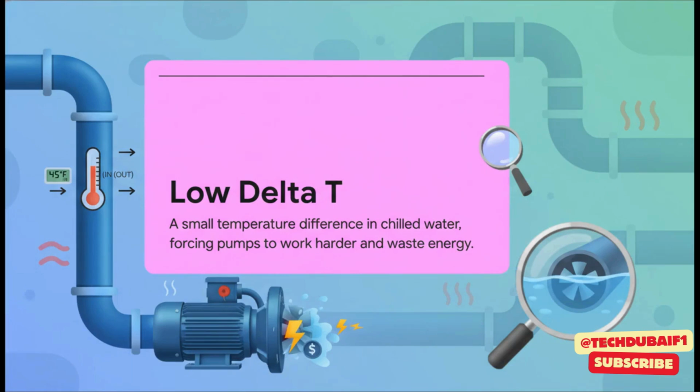And here it is. Meet the villain of our story, low delta T. Sounds technical, but it's pretty simple. Cold water gets sent out to cool the building, right? Well, it's supposed to absorb a lot of heat and come back much warmer. When it comes back only a little bit warmer, that's a low delta T. It's a huge red flag that the system isn't working right, and it forces the pumps to work way, way harder, just burning through energy to do the same job.